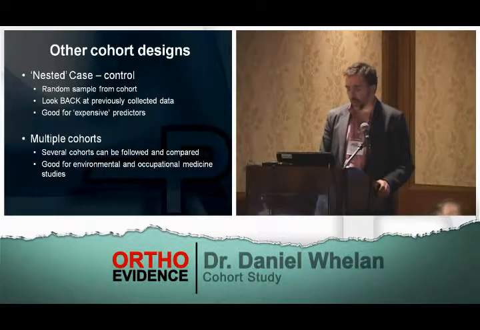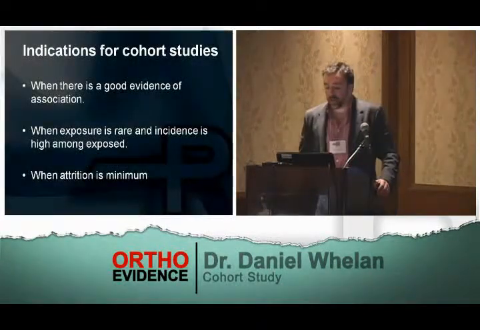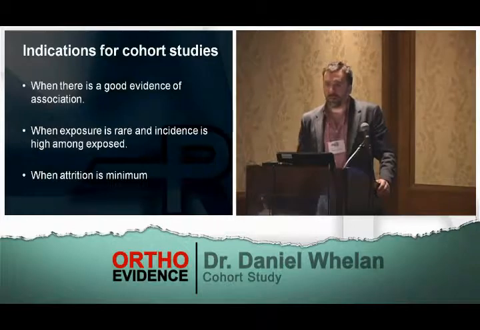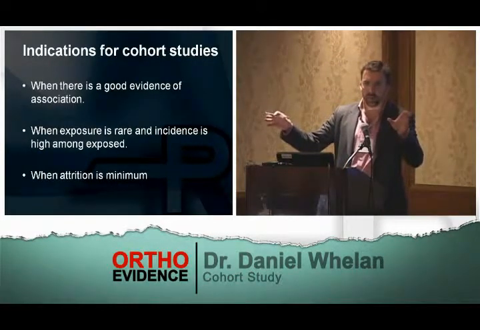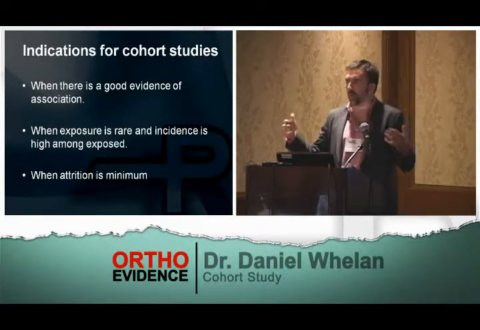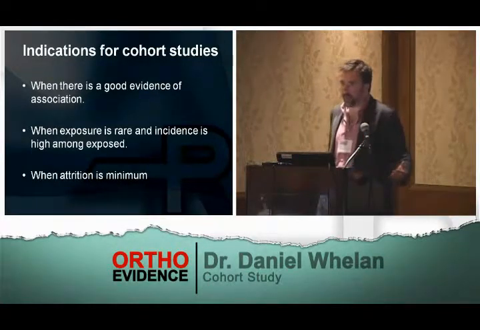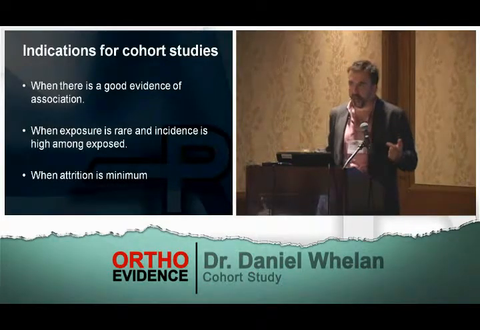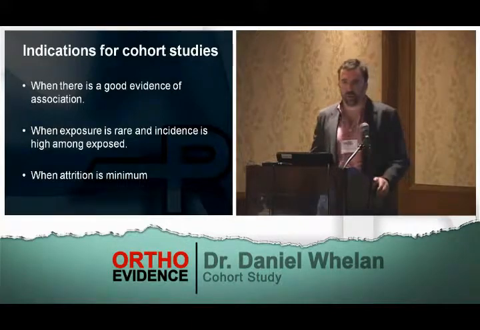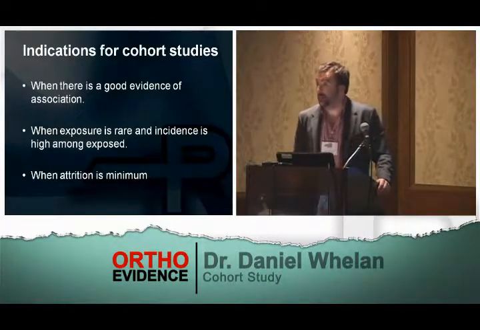Nested case control and multiple cohorts are just other examples of nuances of the cohort study. The indication for a cohort study is when there's good evidence of an association between a risk and a disease. And that good evidence often comes from, help me out, a study that's quick and easy to do and doesn't cost a lot of money. Case control. Nice. Okay, good. So it comes from a case control usually. Or it comes from a case series, maybe.